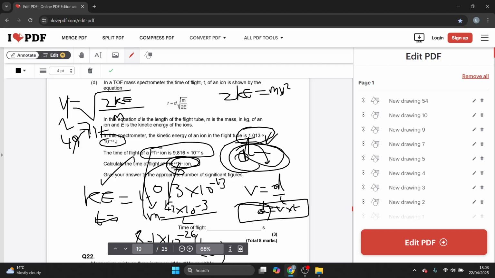1581529.187. Then I do use that, times the time, 9.816 times 10 to the power minus 7. Never mind. Yes, that is the time of flight. And so you get 1.55. That's the distance.